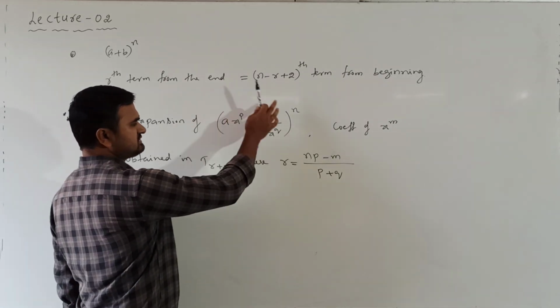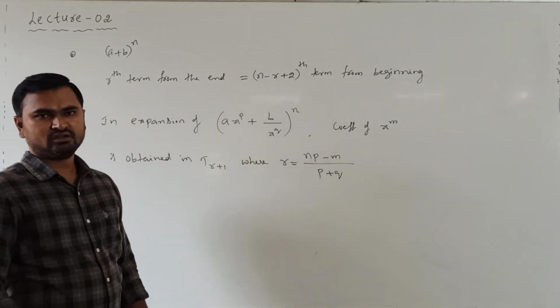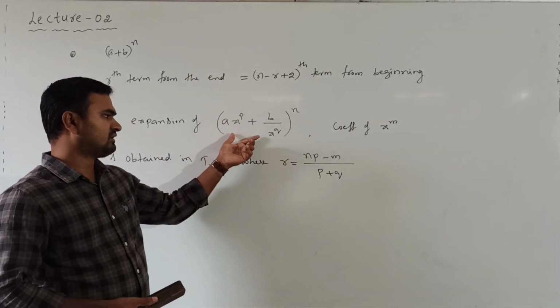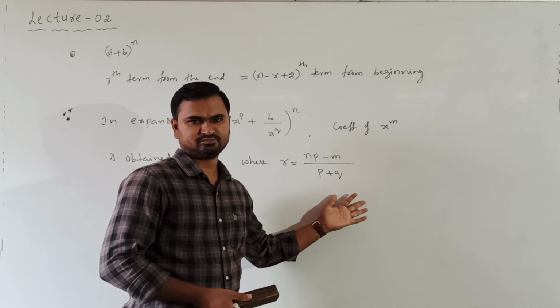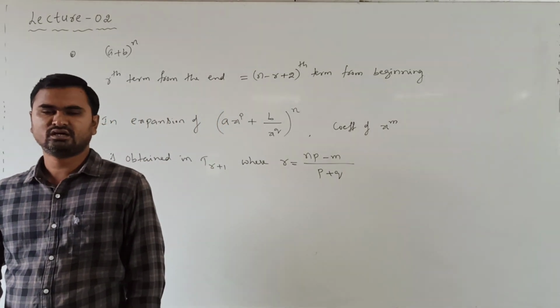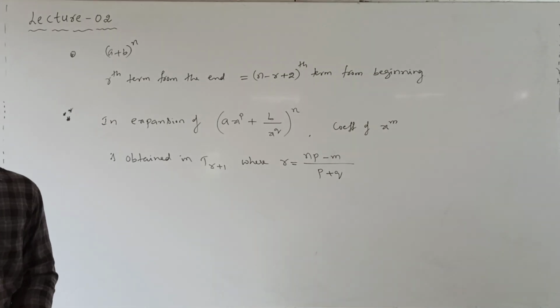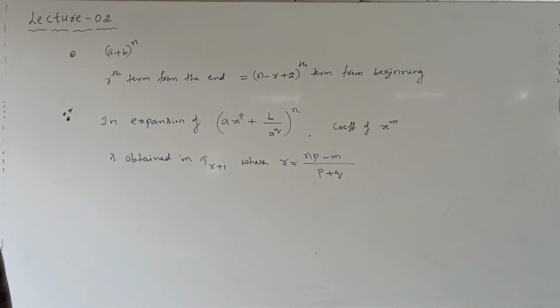Now sometimes the expansion will not be given in this form. In such a case, we convert that expansion into this form, then we can use this formula. Okay, so this is the theory about the binomial theorem. So next we will be starting the problems based on this binomial theorem.